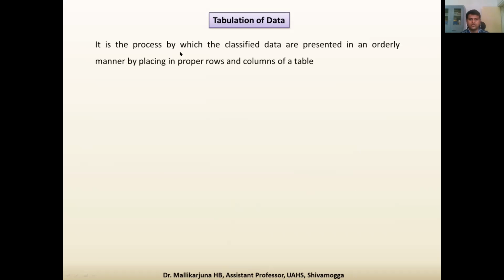Coming to tabulation of data, it is the process by which the classified data are presented in an orderly manner by placing in proper rows and columns of a table. Proper rows and columns, that is important here. The classification is the first step before tabulation.